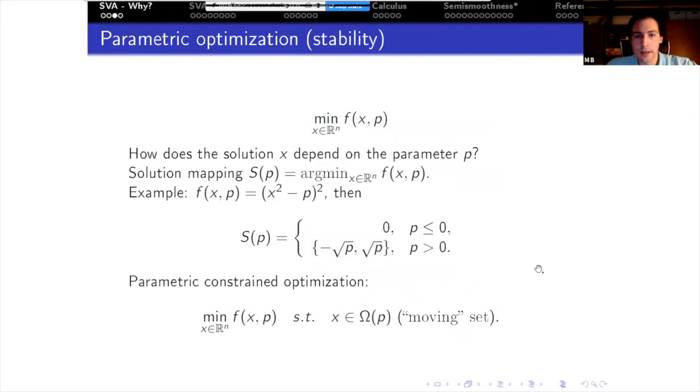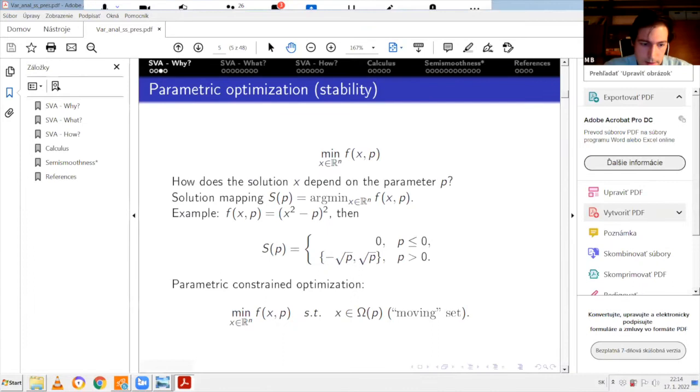Another example would be if we consider parametric optimization, and here we want to minimize a function, but we have a parameter p, and the thing we are interested in is how the solution changes with the change of the parameter p. Now, in order to study that, we define the so-called solution mapping, and if you consider a very, very simple example, then you easily compute that the solution mapping looks like this. It's zero for non-positive values, and then after zero there are two branches. And again, I'll skip here and show you the picture.